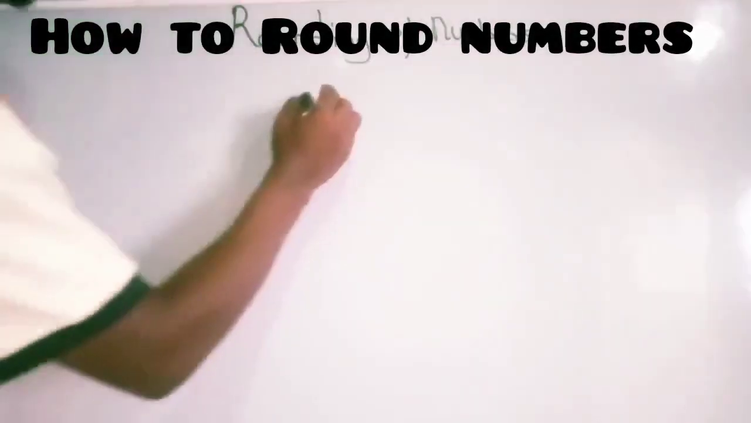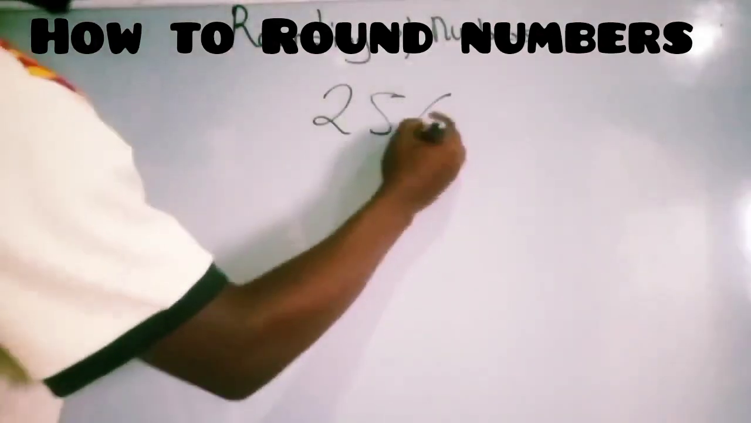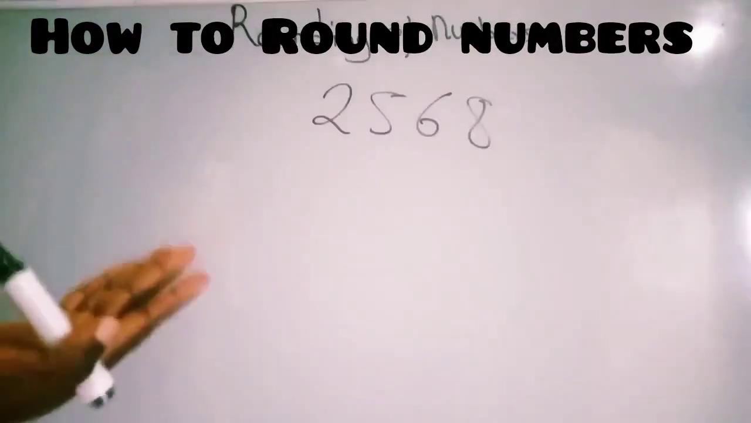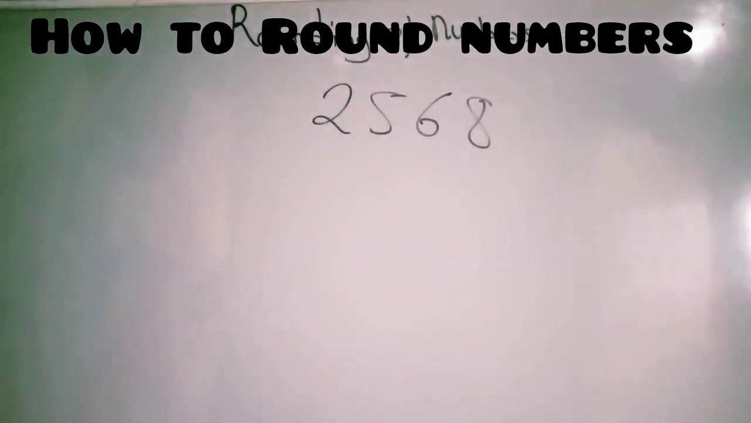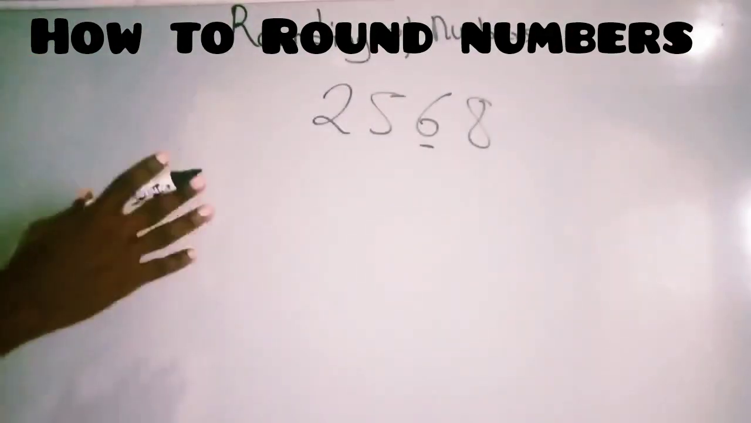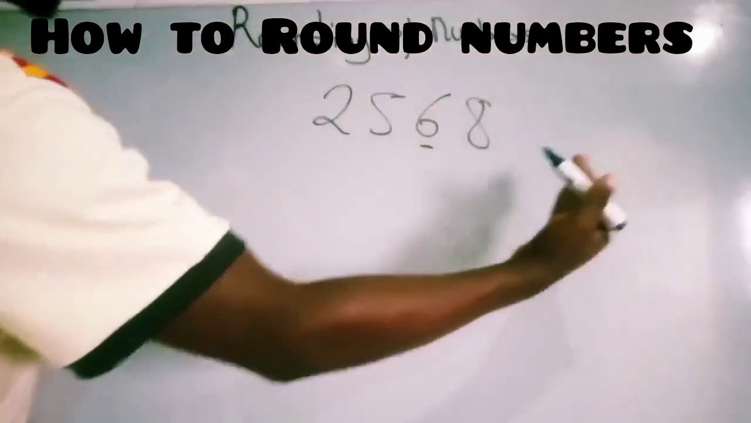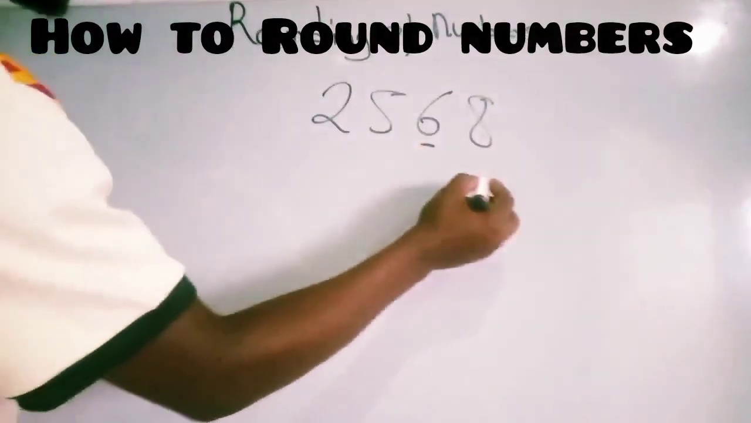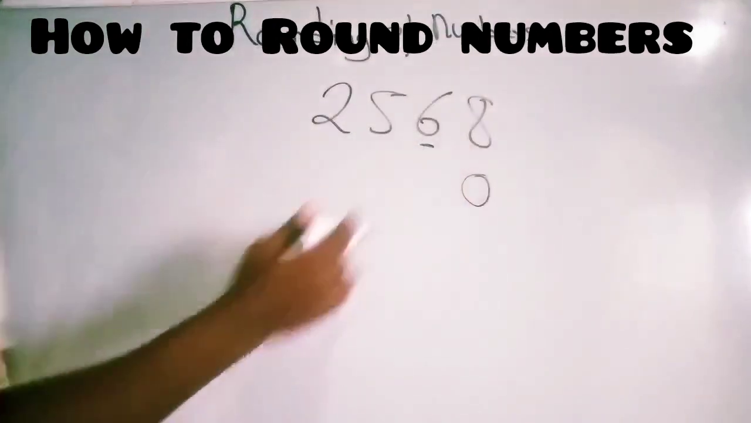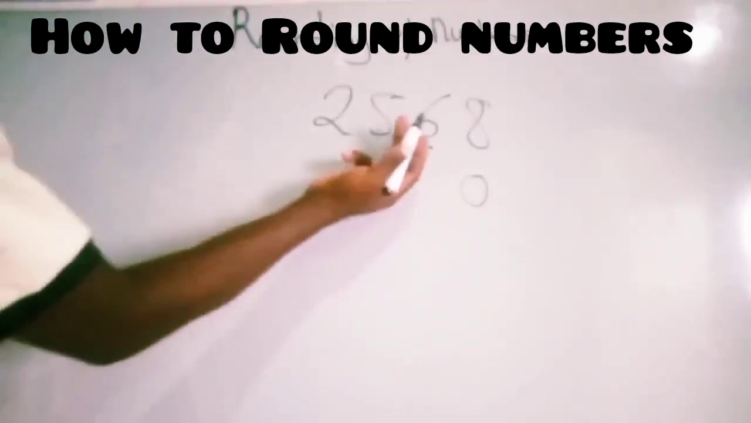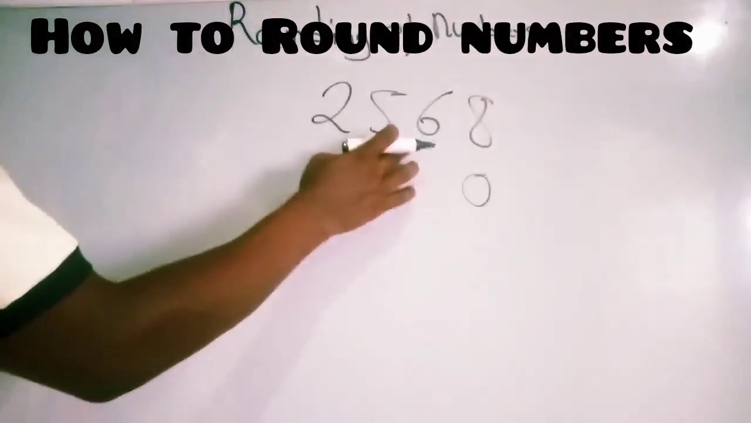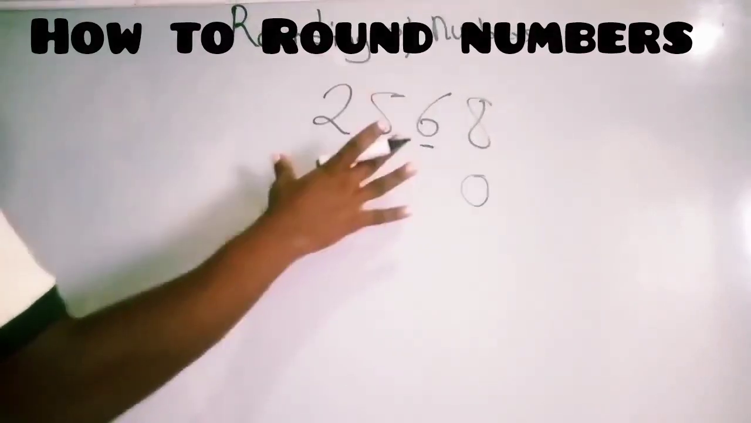Let's look at this. We have 2,568. When you have this, you are asked to round this number to the nearest 10. We said the first thing you look for is the place value of the tens, which is the 6. Any number at the right hand side of the number you are supposed to work on, you just write 0 for them. After that, you look at the immediate number. If it is 5 and above, you add 1 to the one you are changing. If it is below 5, you just maintain the one you are working on.